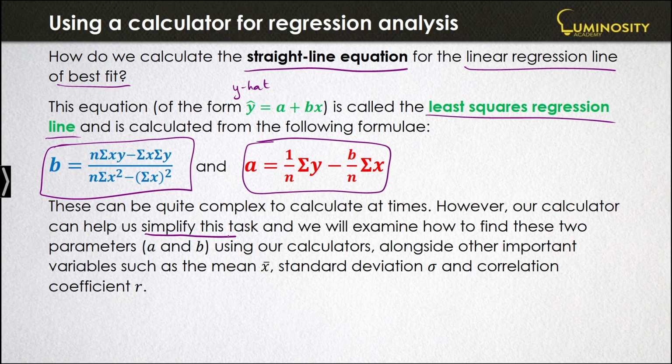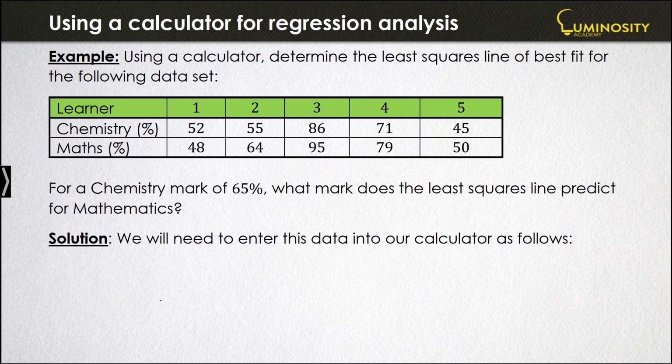Your calculator can also work out things like the mean, the standard deviation, and more importantly, what we call the correlation coefficient of your least squares regression line, which tells you basically, looking at the data, how x and y are correlated. What's the relationship between them? We'll have a look at that. So let's have a look at an example here.